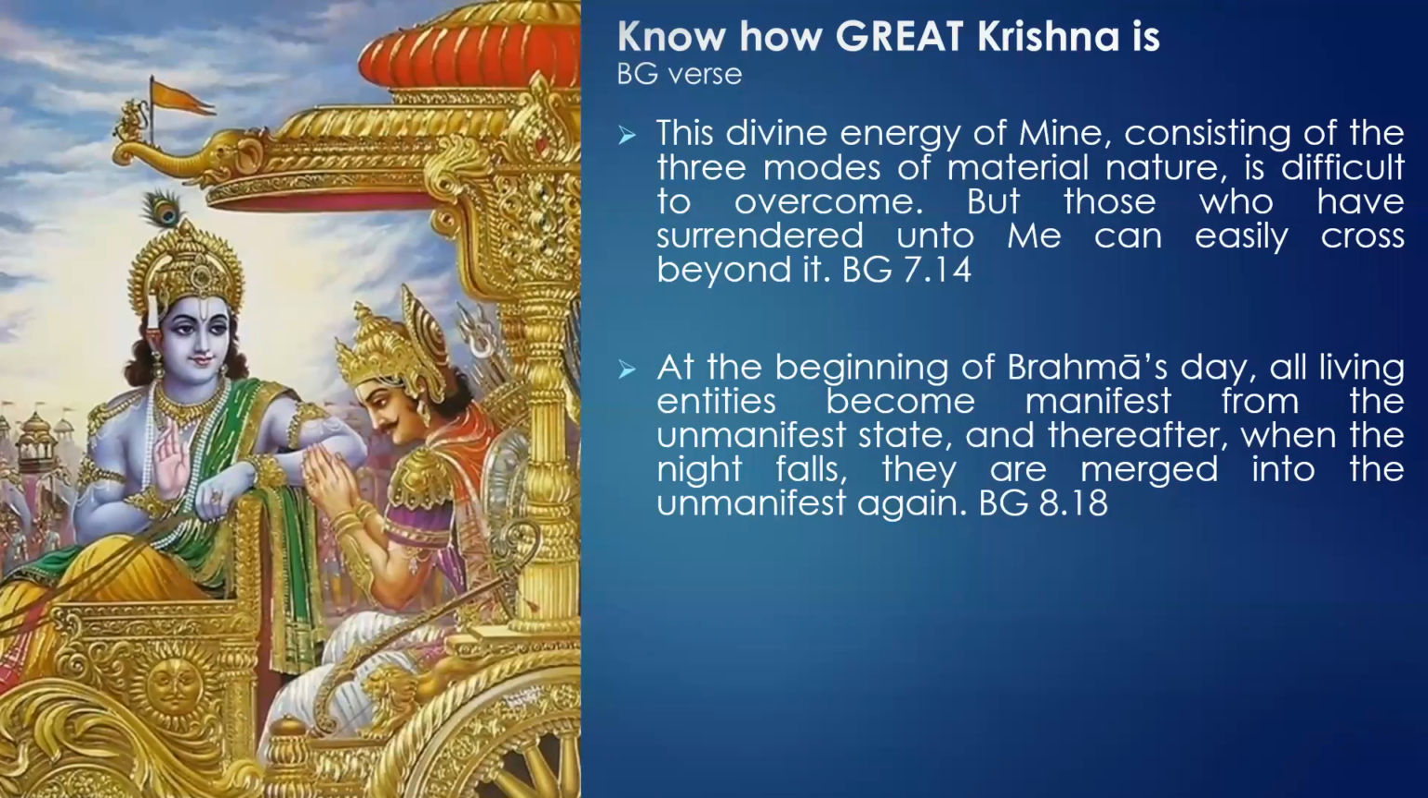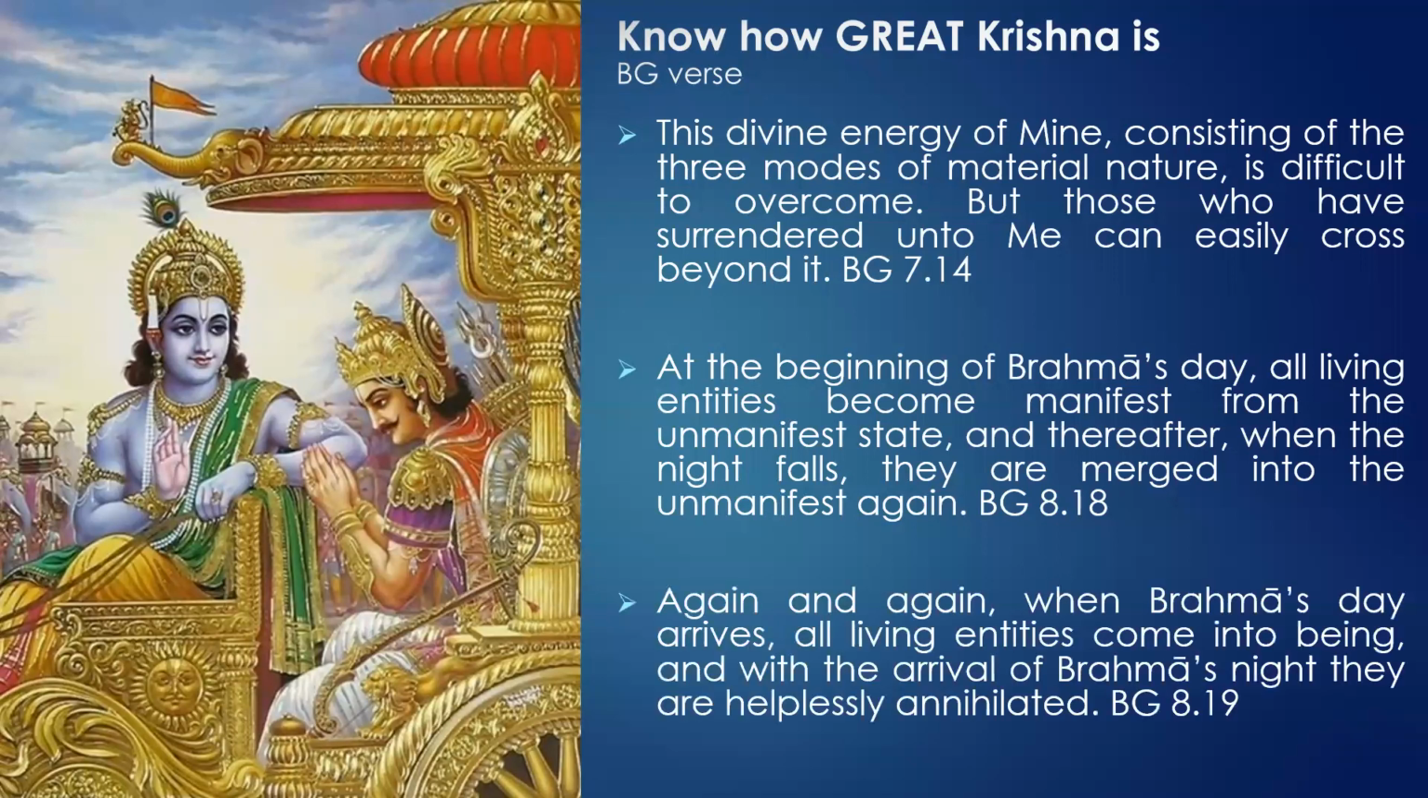At the beginning of Brahma's day, all living entities become manifest from the unmanifest state, and thereafter, when night falls, they are merged into the unmanifest again and again. When Brahma's day arrives, all living entities come into being, and with the arrival of Brahma's night, they are helplessly annihilated. 8.18 and 8.19.